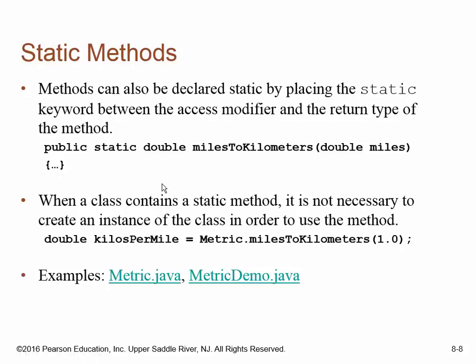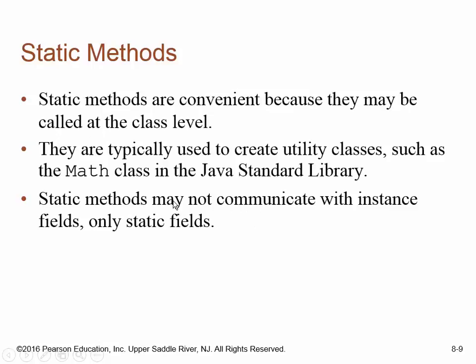Again, methods can also be declared static. And guess what? You've already done this. Main has always been a static method. When a class creates a static method, you don't have to create an instance of that class in order to be able to use it. So we've got public static double miles to kilometers. We can use this without having to create an actual instance of the class to use the method. And if that doesn't make a lot of sense, you have to work with it for a while. The bottom line is this.